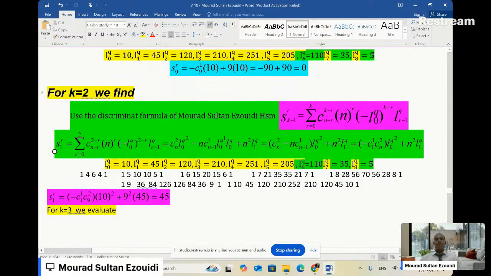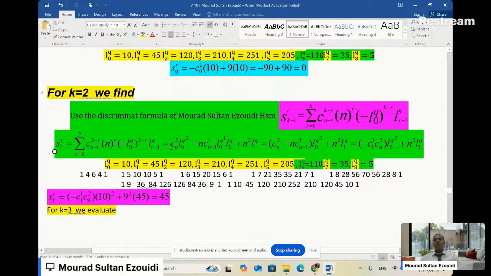Okay. Now, learners, I'm going to find S1. To find S1, you should go to the discriminant formula of Mourad Sultan Ezouidi, and you should substitute k equal 2. When putting k equal 2, S2 minus 1 will give you S1 for the r equals the sum from 0 to 2, combination n minus r choose 2 minus r, n raised to the power r between parentheses, negative L0 for the q raised to the power 2 minus r times L r minus 1 squared.